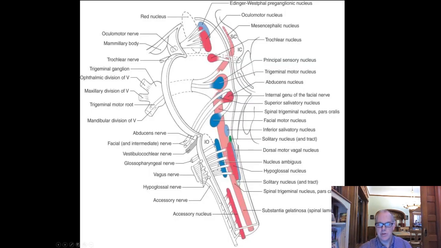All right, this lecture will be on the pons. We'll be following pathways from the spinal cord and medulla, and also introducing some new nuclei and a few new pathways. Let's start with the trigeminal system.